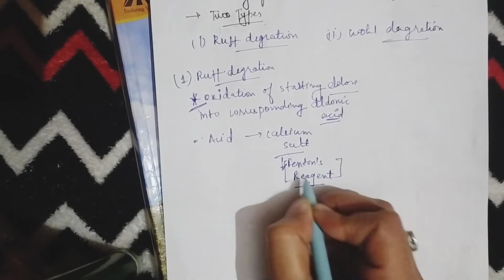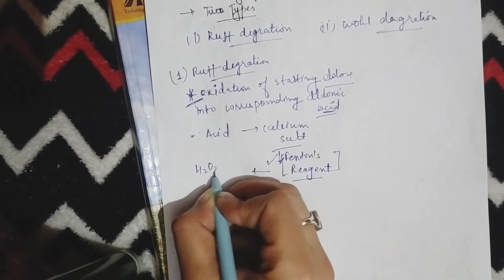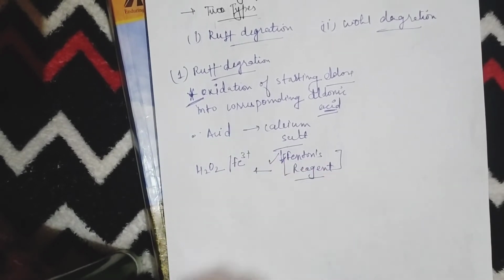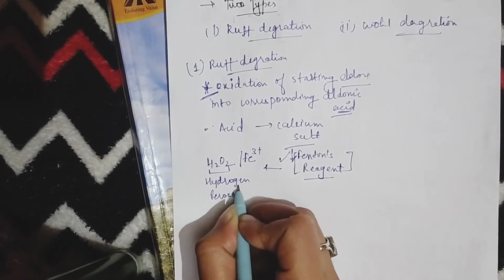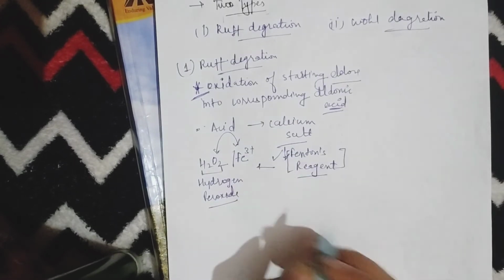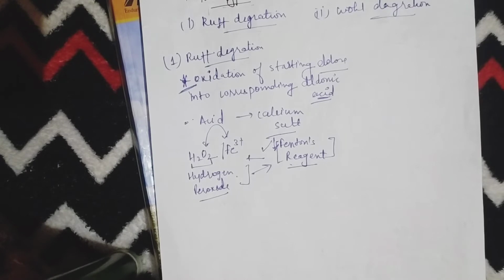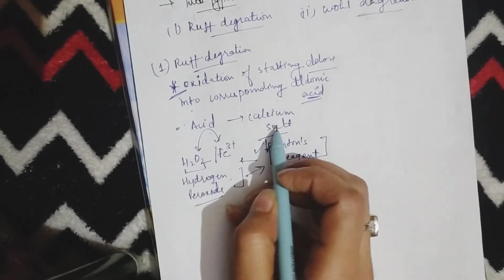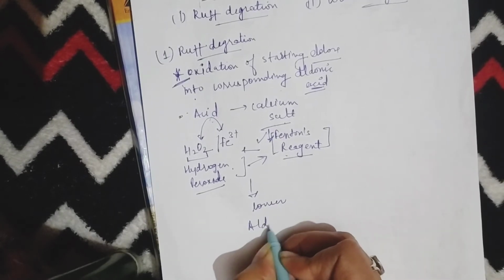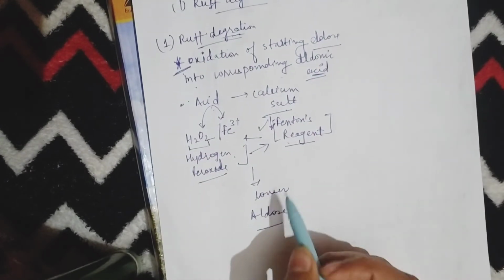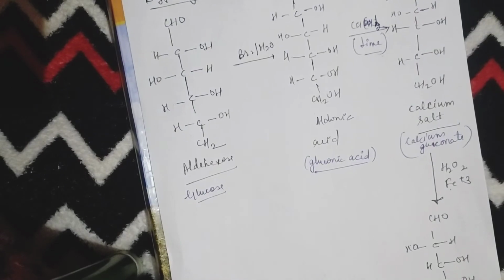Now the question arises, what is Fenton's reagent? It is H2O2 in the presence of ferric ion. What is H2O2? Hydrogen peroxide. And when these both are present, this whole is known as Fenton's reagent. In this reaction, acid is converted into calcium salt. Why? To get a lower aldose, because its main function is degradation. Degradation means coming down to a lower aldose. Understand?